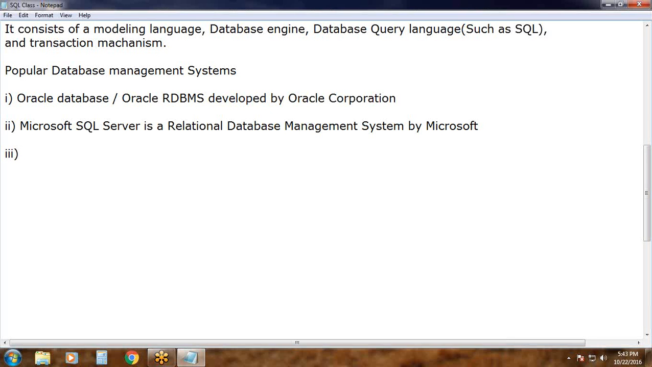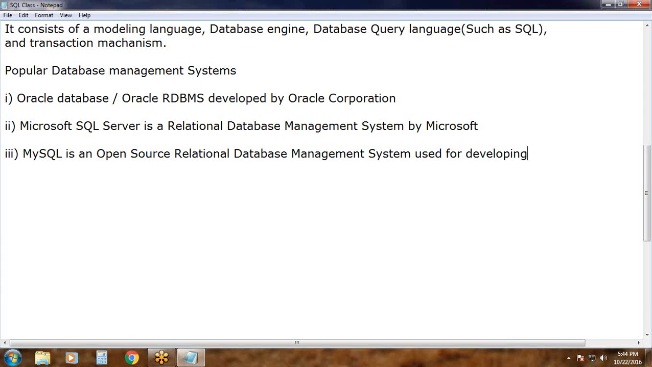Next, MySQL. What about MySQL? Shivapriya, is it commercial software or open source? It's open source. Basically it is open source. For some support they are charging, but basically it is open source. MySQL is an open source relational database management system used for developing web-based software applications.